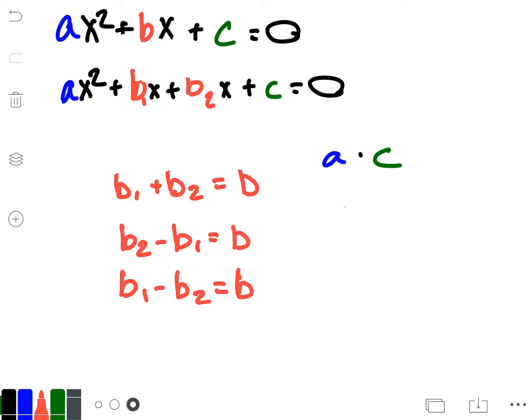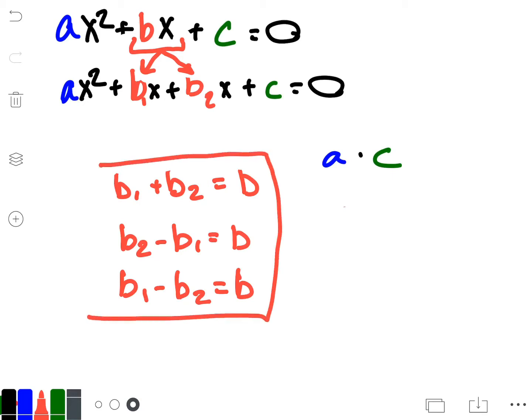The basic idea of this method is that we want to split our b term into two terms, which will be called b1 and b2. From there, we'll be left with two binomials, which we will factor out individually. You're going to need to understand some rules. One of these statements must be true: either b1 plus b2 equals b, or b2 minus b1 equals b, or b1 minus b2 equals b. If none of these match your problem, then we've probably messed up and we need to go back a step. To help determine what values of b1 and b2 to use, we will use the a term and the c term.